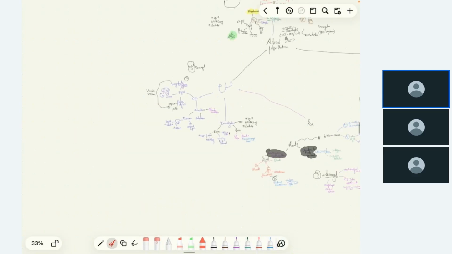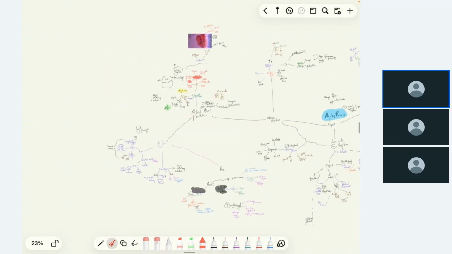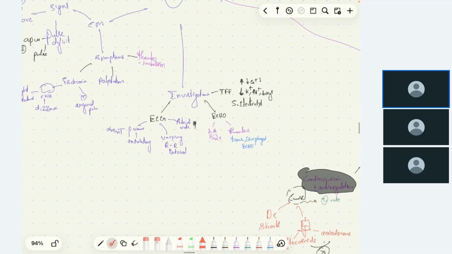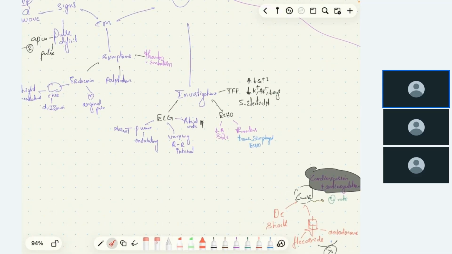Now, what are the investigation findings in case of atrial fibrillation? In atrial fibrillation, if we do ECG, the atrial depolarization will cause the P wave. So here the atrial depolarization is impaired, leading on to absence or undulating P wave. Due to this, we may have varying RR interval due to irregularly contracting ventricle, leading on to irregular pulse.